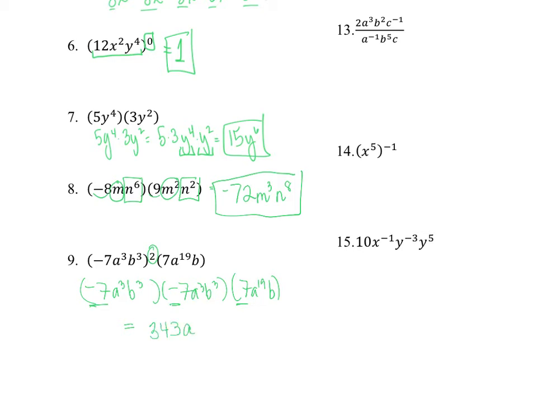And then the a, well, we have 3 a's here times 3 a's here times 19 here. So we have 3 and then another 3, that's 6. And then 19, that's going to be a to the 25. And then b's, we have 3 here, that's a total of 6. And then another one, that will end up being b to the 7th.